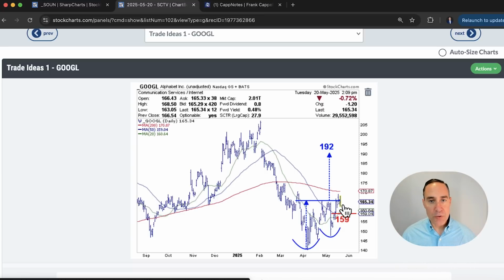So it's a good risk level, especially if you're looking at this as just a trade, because you don't want to be caught in case things completely roll over. At the same time, we want to give ourselves some room to ride that breakout if it does happen.